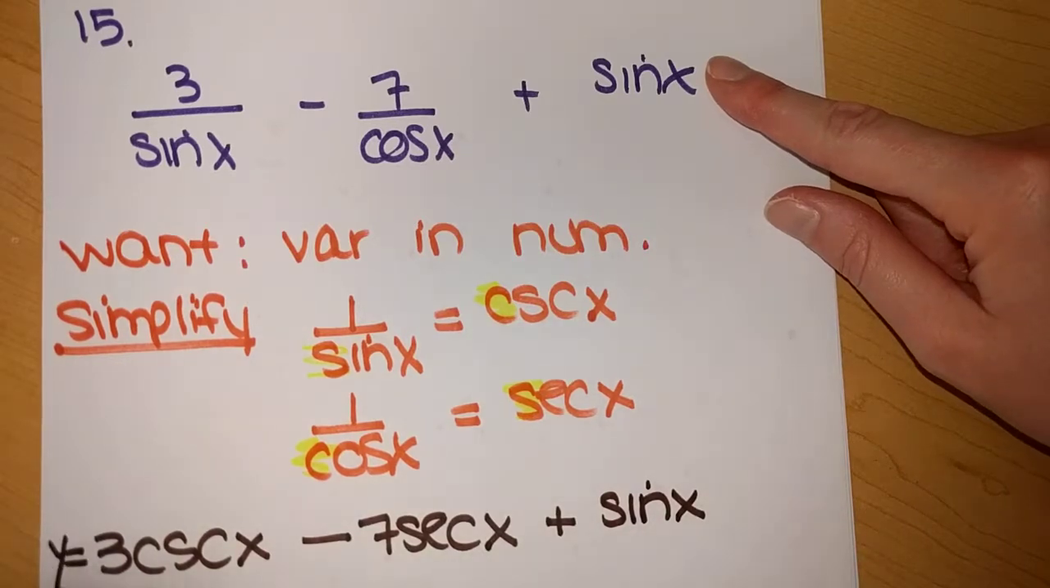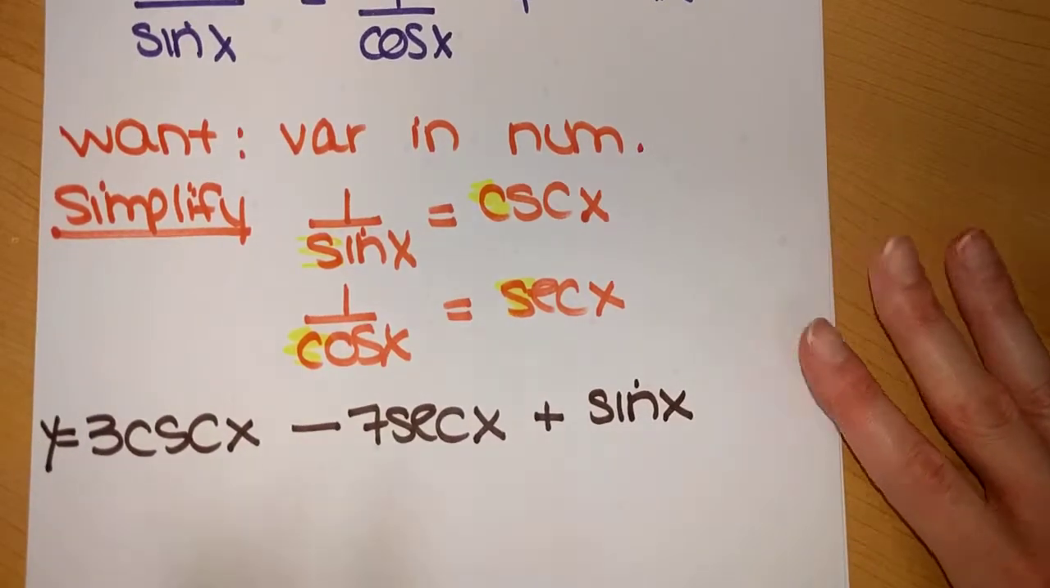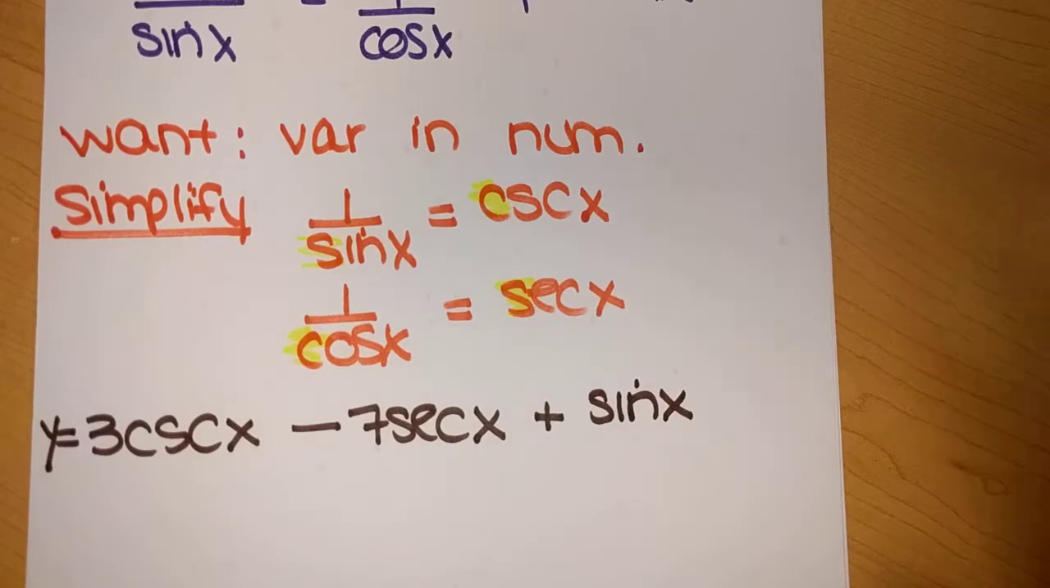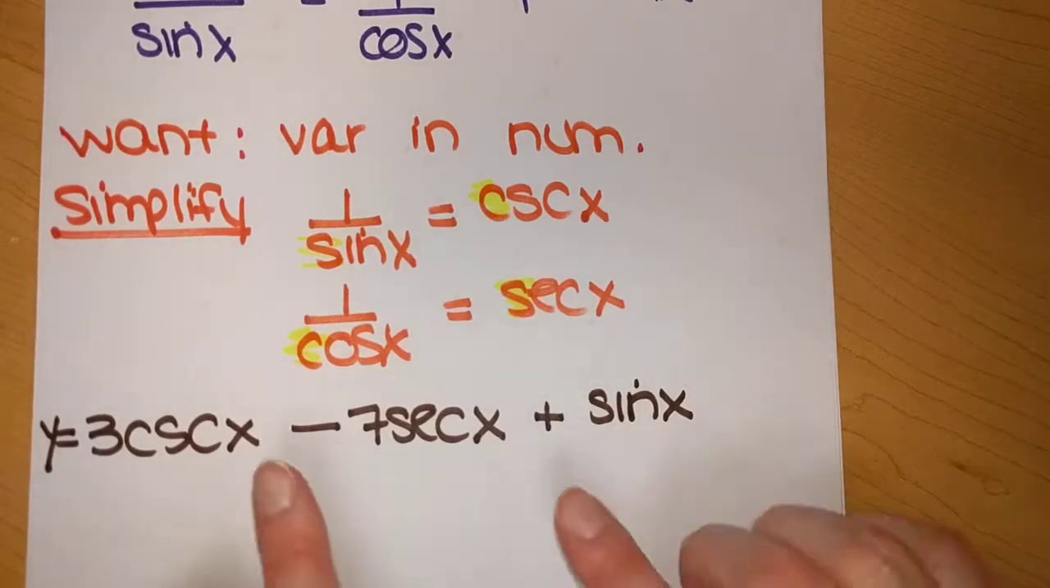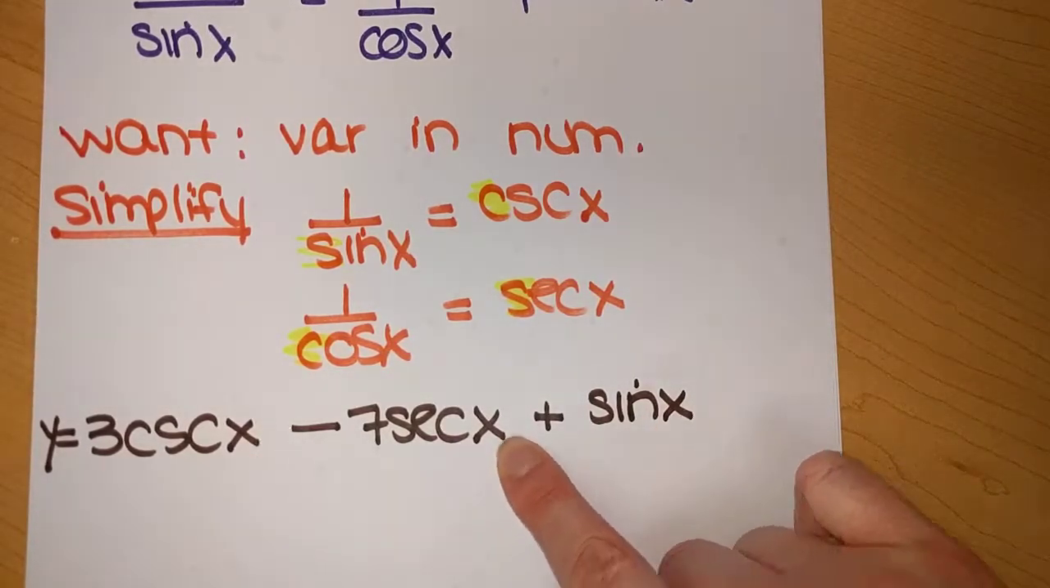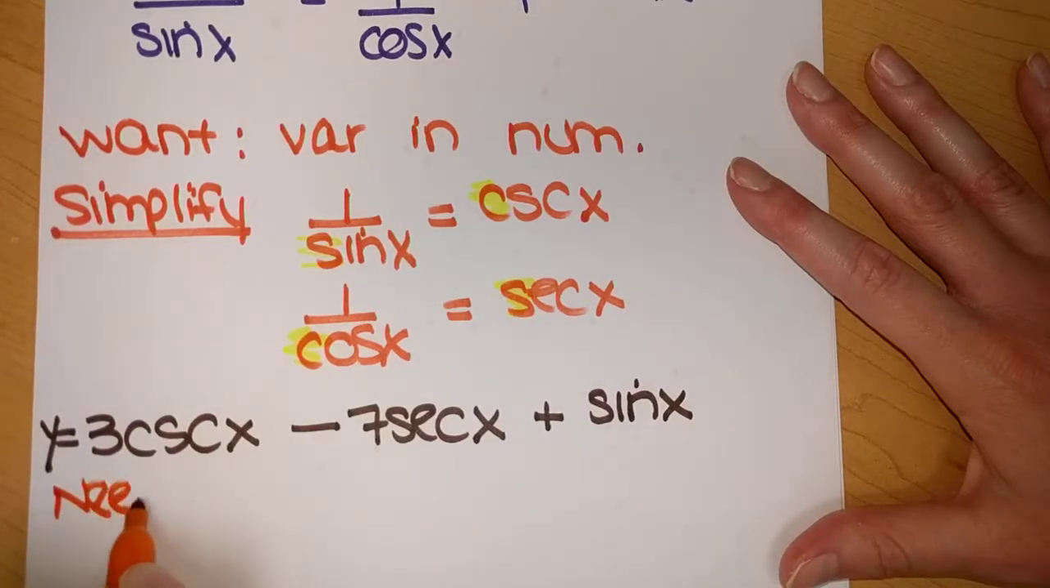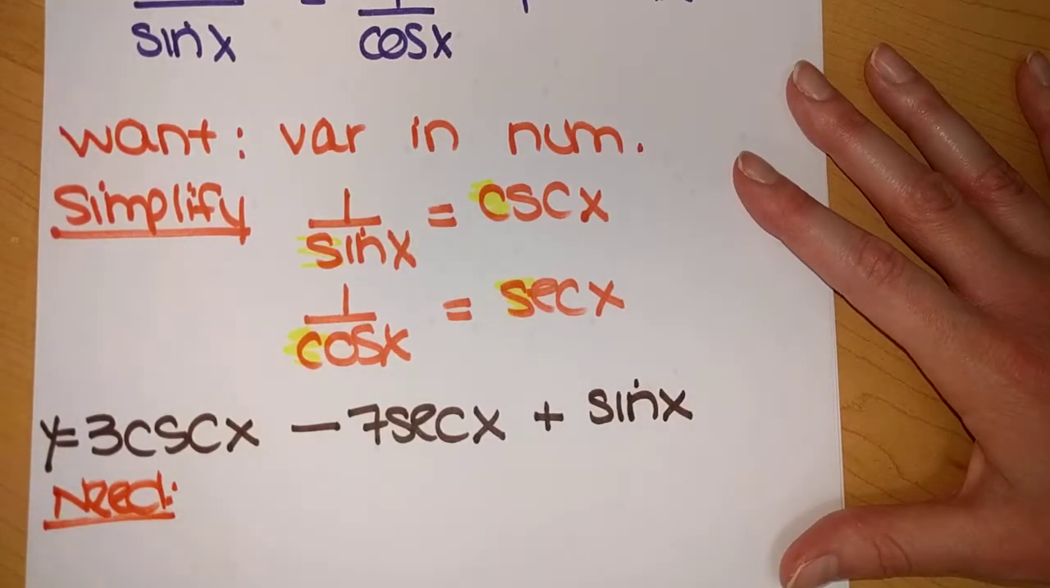So this would be y. This would be our rewritten function. We haven't taken a derivative yet. But now that the variable is in the numerator, I could use my derivative rules for cosecant and secant.